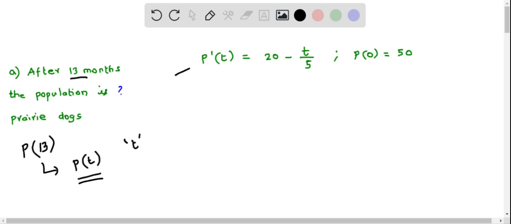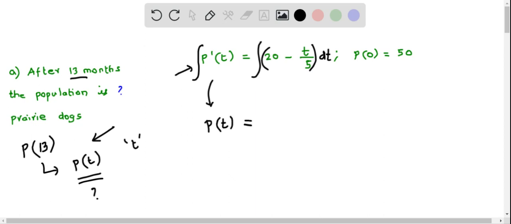So using this derivative function, that is p prime of t, we can determine p of t first. So how do we find this? Since this is a derivative which represents the rate of change of the population of the prairie dogs, we have to integrate this derivative function so that we get the p of t. So let's do that. I put this integration symbol like this, with dt. So the integration of the derivative function p prime of t basically represents the derivative of p of t. When you take the antiderivative or the integral of p prime of t, we get back the original function, that is p of t.